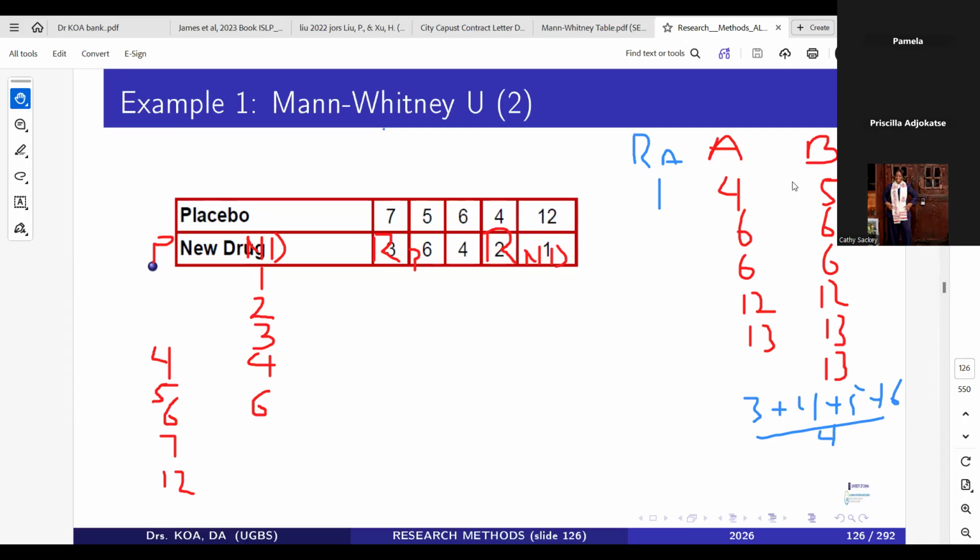But what I'm not sure about is, I was following when we did the ranking under the placebo and the new drug, but this A and B, I'm not sure where those numbers are coming from. Can somebody quickly tell her where they are coming from? Yes, Priscilla, tell her.